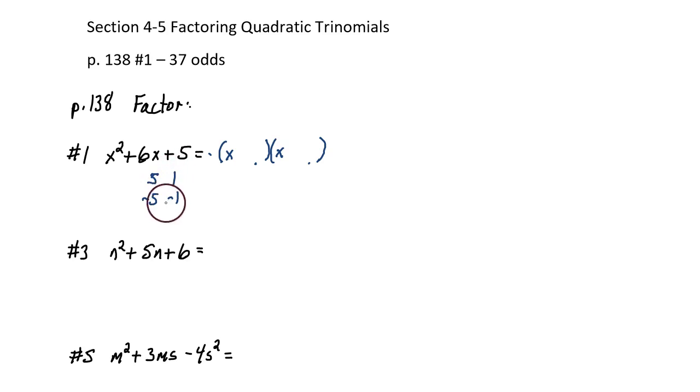To decide which of these to use, we look at the middle term, which is the result of combining the outer and inner products from FOIL. Let's combine 5 and 1. That makes 6. But if you combine negative 5 and negative 1, that makes negative 6. Our middle term is positive, so we want to use the positive 5 and the positive 1. Let's fill them in the parentheses. We have factored this trinomial. It is equal to the product of these two binomials.